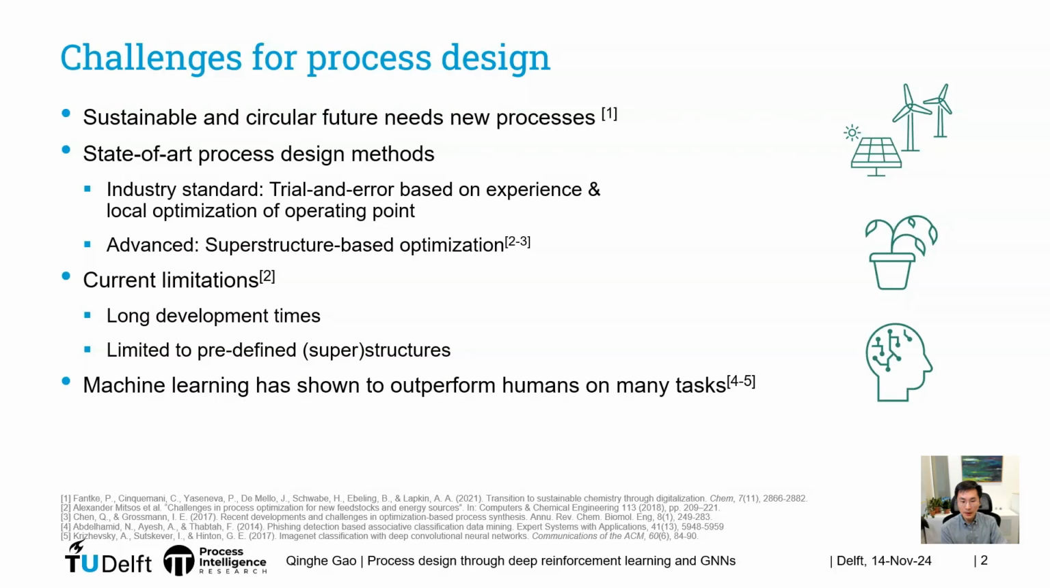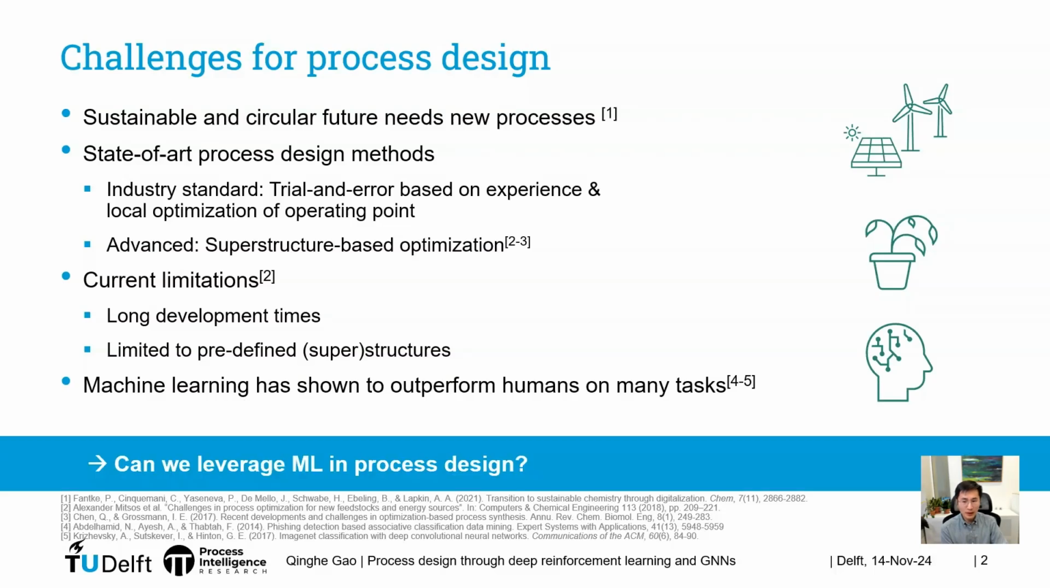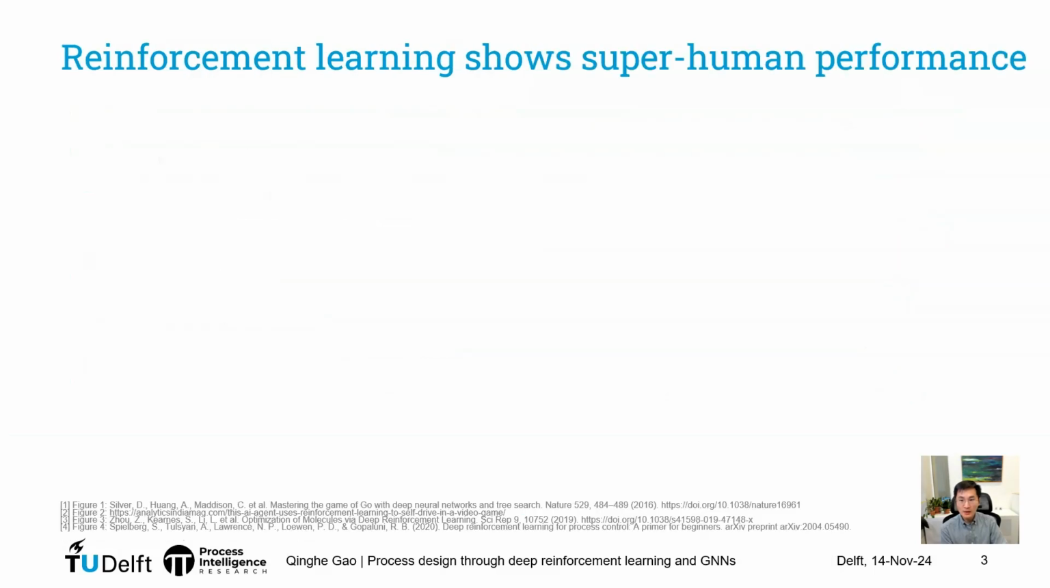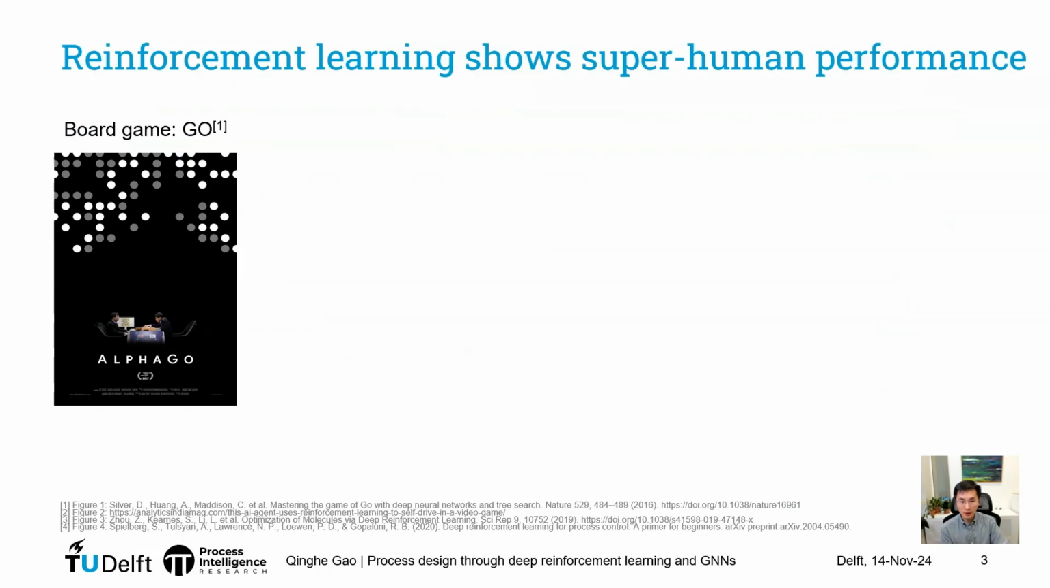Machine learning may offer new possibilities. It has been shown to outperform humans on many tasks, such as image classification or speech recognition. So can we leverage machine learning in process design? Specifically, I want to focus on reinforcement learning, which is a subcategory of machine learning.